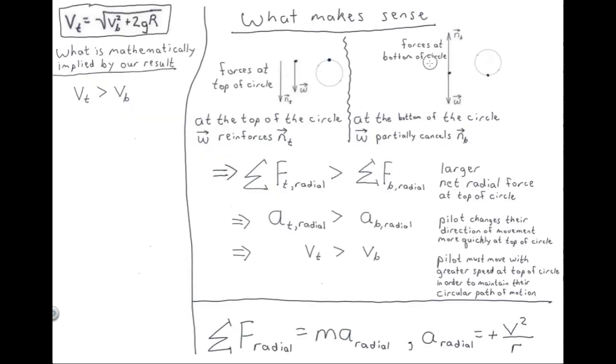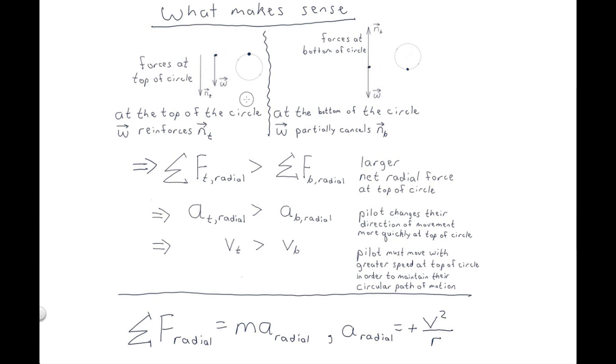The normal force at the bottom of the circle points towards the center of the circle, but the weight force at the bottom of the circle points away from the center of the circle. That means that at the bottom of the circle, the normal force will be partially canceled by the weight force. On the other hand, at the top of the circle, both the weight force and the normal force point towards the center of the circle. So at the top of the circle, the normal force will be reinforced by the weight force. And remember that the problem told us that the magnitude of the normal force will be the same at the top and the bottom of the circle.